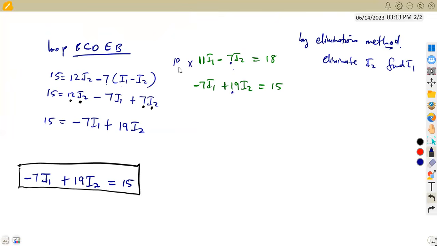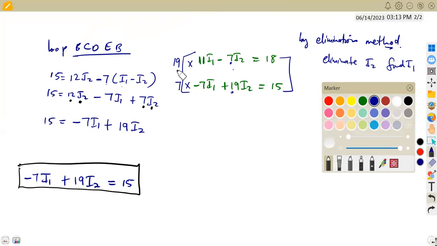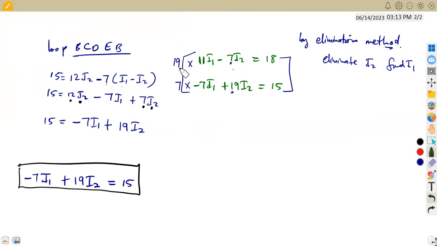So on top, you multiply by 19. Below, you multiply by 7. If you can reduce these, yes, you can reduce them, but in this case, we can't reduce 19 and 7. So 19 multiplies everything on top. It's 19 times 11, which is 209 I1. 19 times negative 7 is negative 133 I2. 19 times 18 is going to be 342.